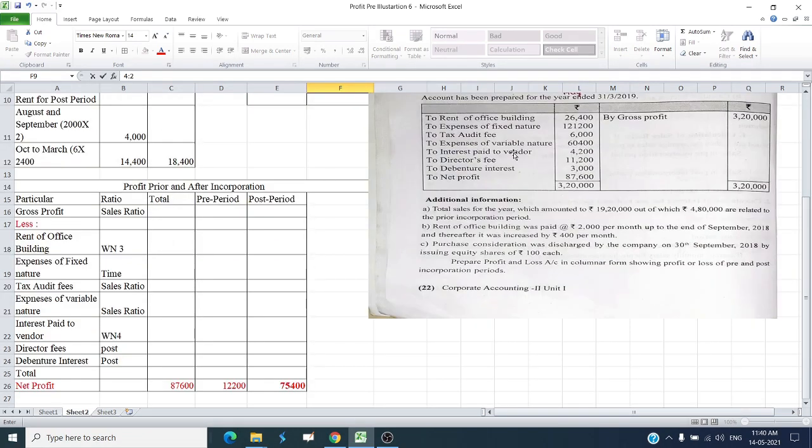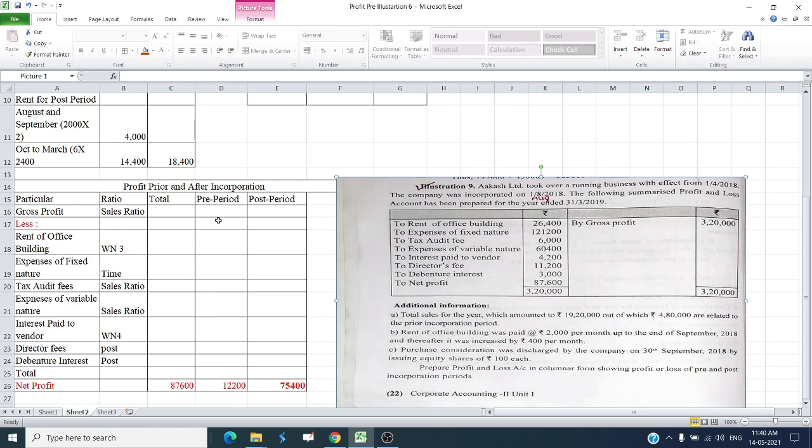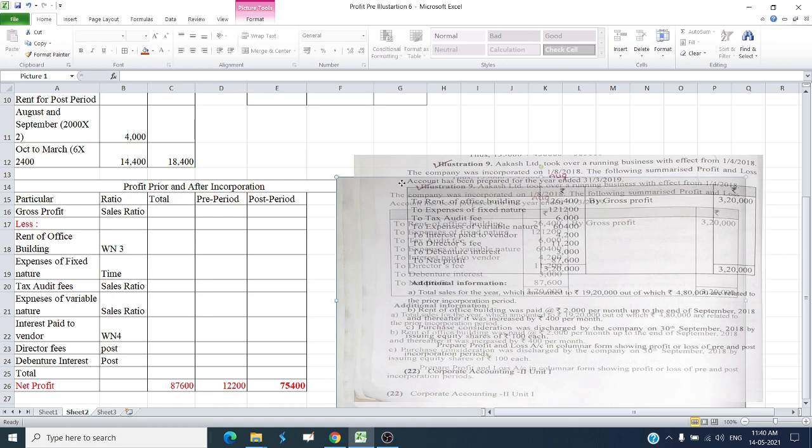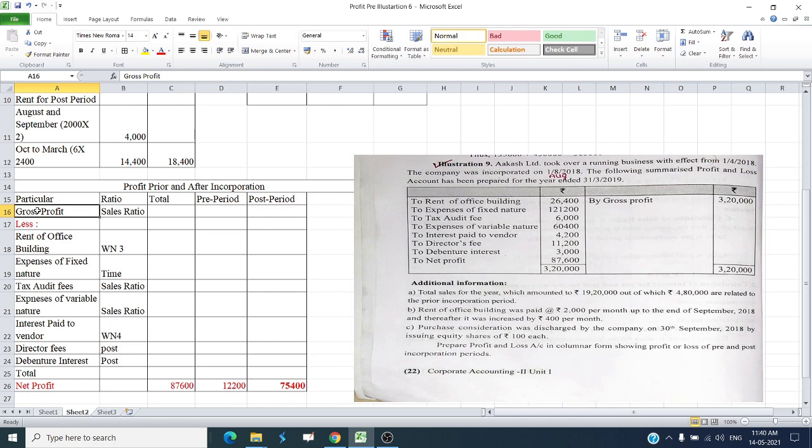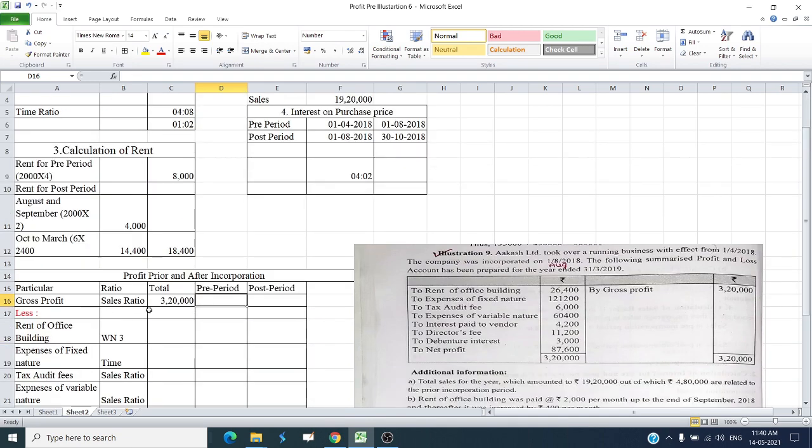Now see the working of profit and loss, profit prior and after incorporation. At the very first we have to take here gross profit. The gross profit is given here 3,20,000. Gross profit is always allocated in the sales ratio, and the sales ratio is 1:3. So this will come here 80,000 for the pre period and 2,40,000 for the post period.